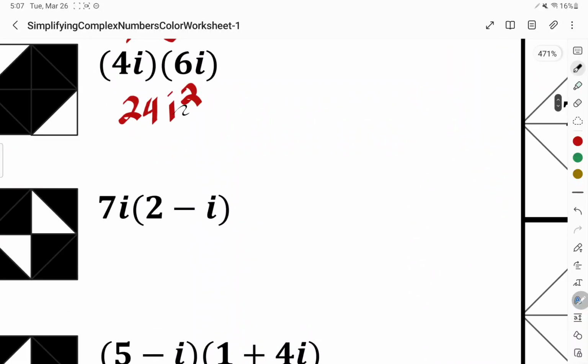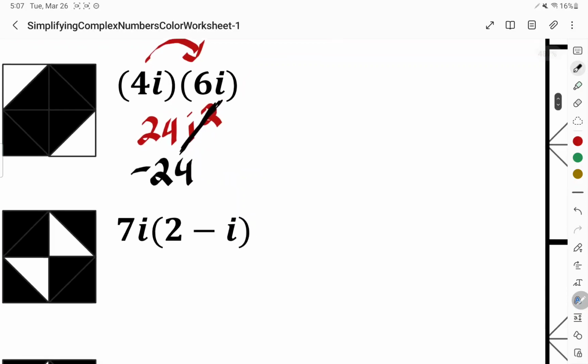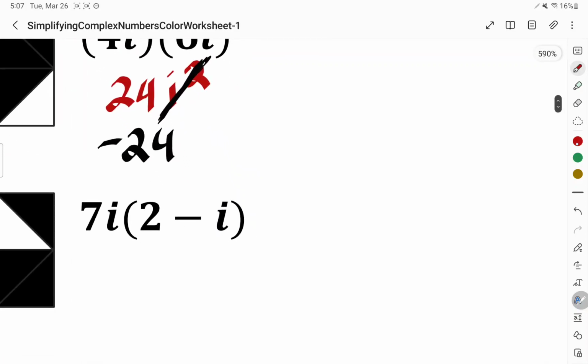Now we're just going to go ahead and cancel this one out. And we just change the sign of the number that was already there. So it's going to be negative 24. That is it. So every time you have i squared, you just cancel it out, and whatever number was in front of it, you change the sign of it. Easy.